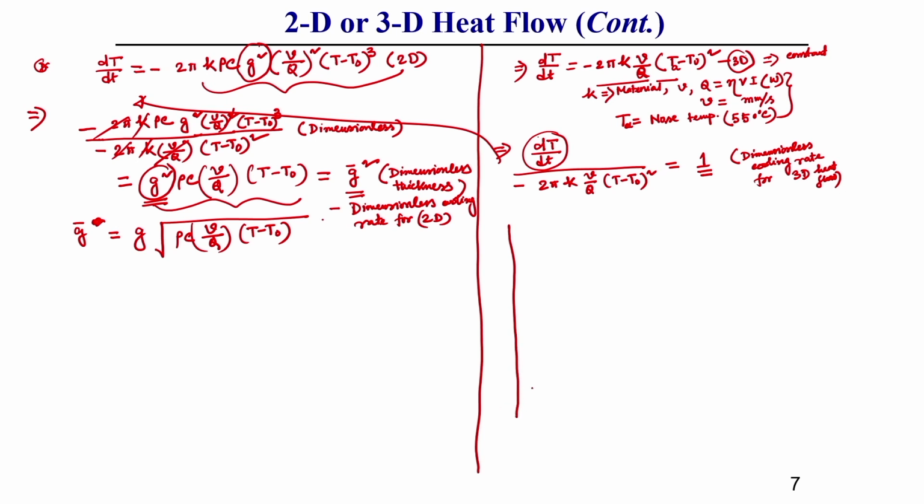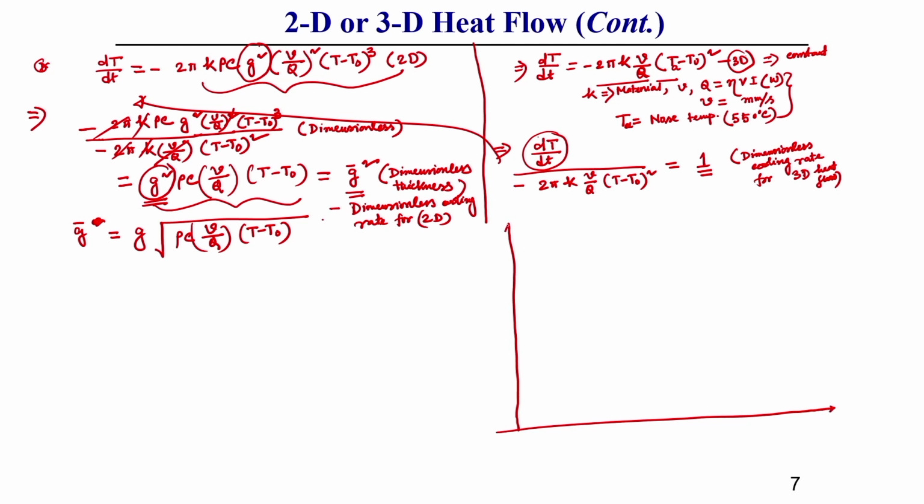So, here I am drawing this cooling rate in terms of the ratio of the cooling rate versus g. Let us consider this is your G bar and this is the ratio of this dT/dt divided by minus 2 pi k v by q, T minus T0 whole squared. This ratio, let this be your y, and this is your G bar.